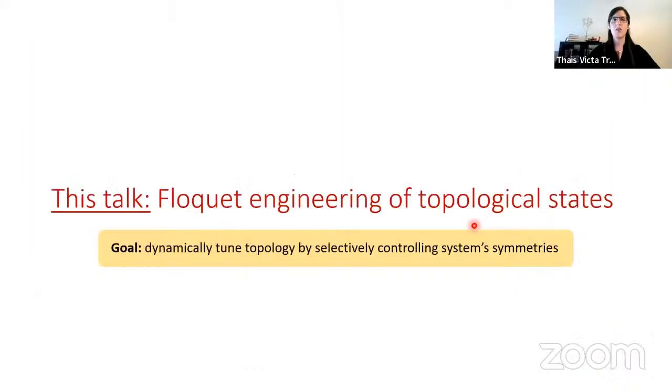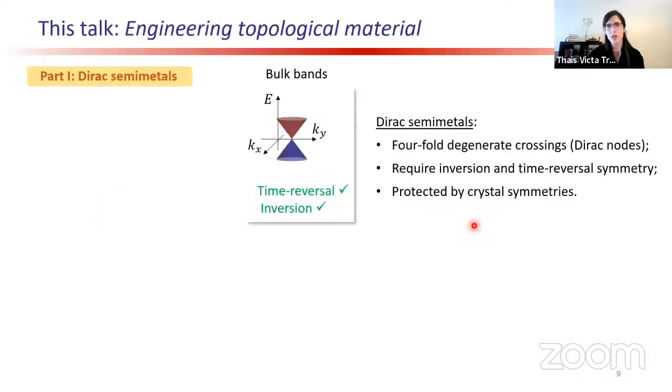But here we are going to focus on using Floquet engineering to tune states that are already topological in equilibrium. So the goal is that we want to design a light field that we can use to dynamically tune topological properties of materials by dynamically controlling the symmetries of the system. So we are going to focus on two classes of topological materials. One of these classes is Dirac semimetals.